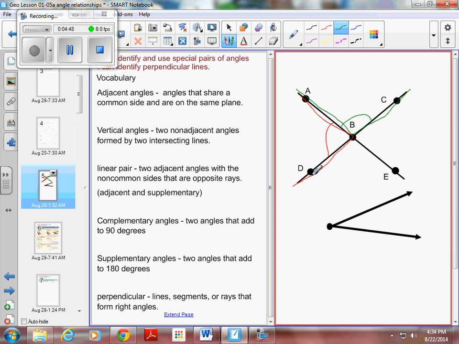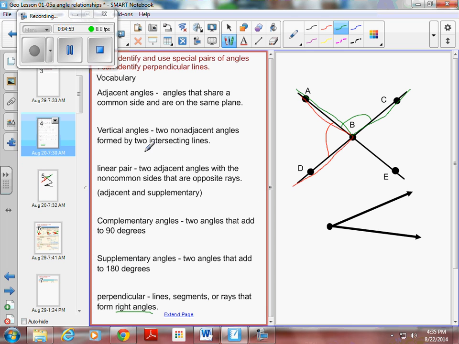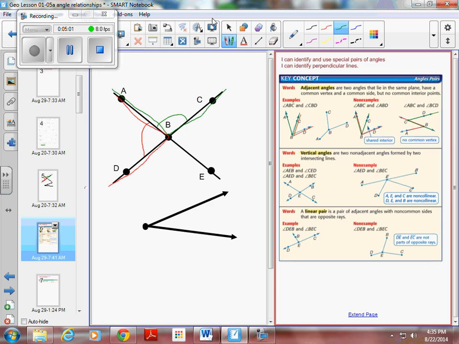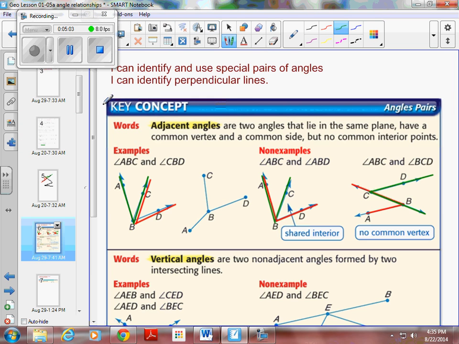Complementary angles form 90 degrees. Supplementary angles form 180 degrees when you add the two angles together. And perpendicular means right angles. Let me go down and give you a little bit further explanation here.